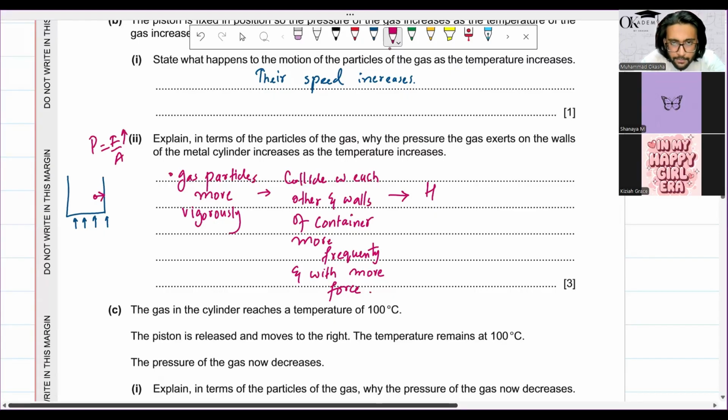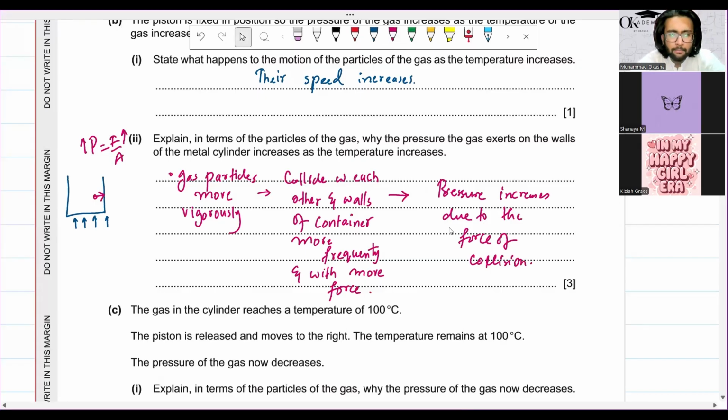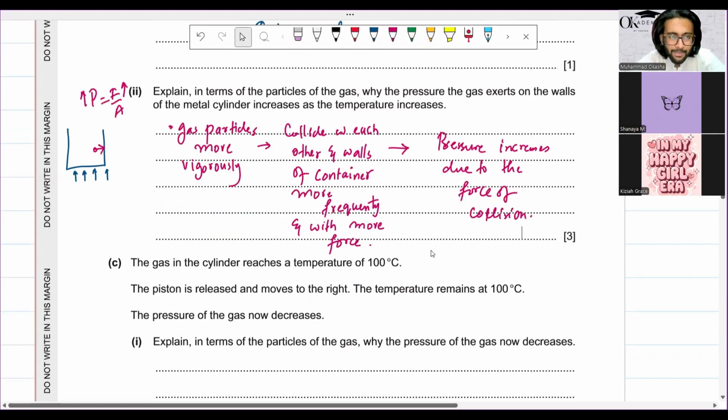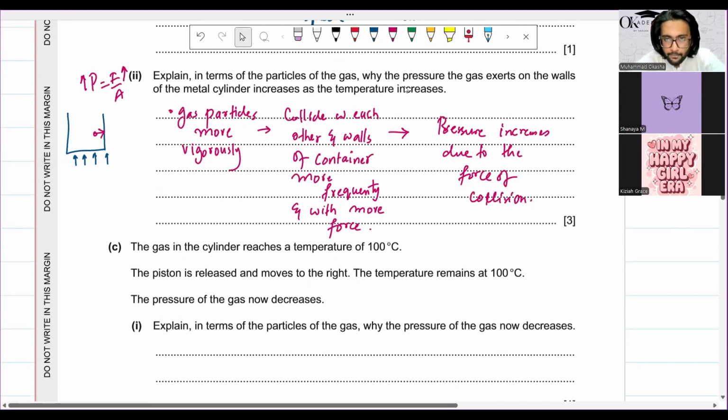So if the force with which the particles are colliding with the surface of the metal increases, of course, pressure also increases, right? So pressure increases due to the force of collision. So this is a sort of layered argument. I hope you can write it. Of course, you don't have to write the answer this way, but you have to write in the form of structured sentences. Okay, this is just a mental map of the question.